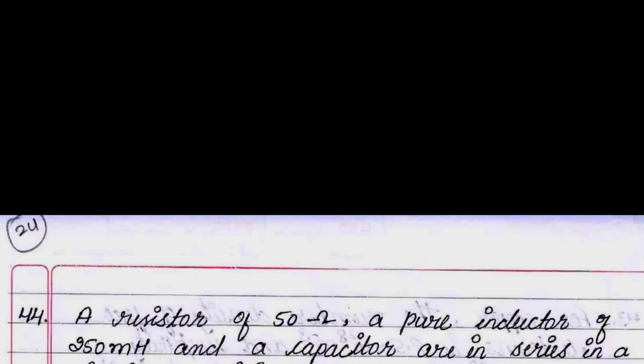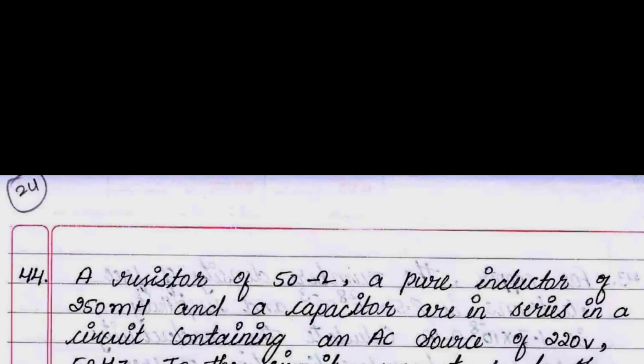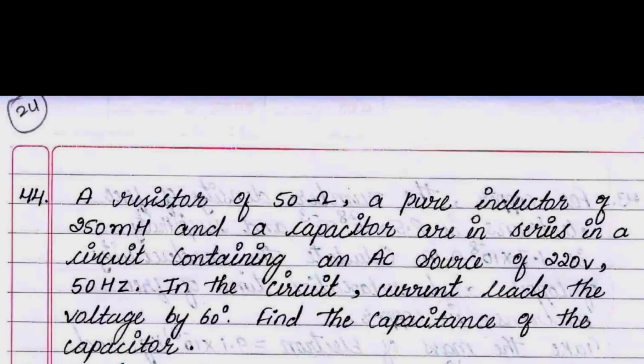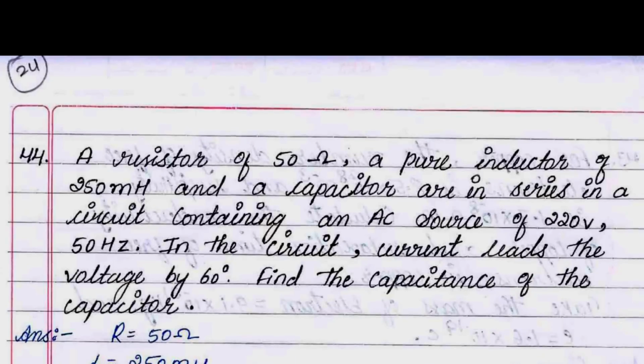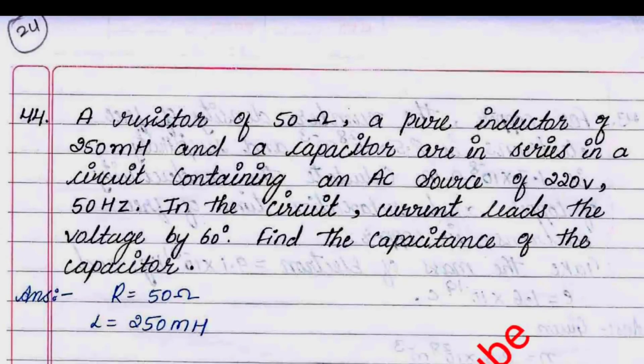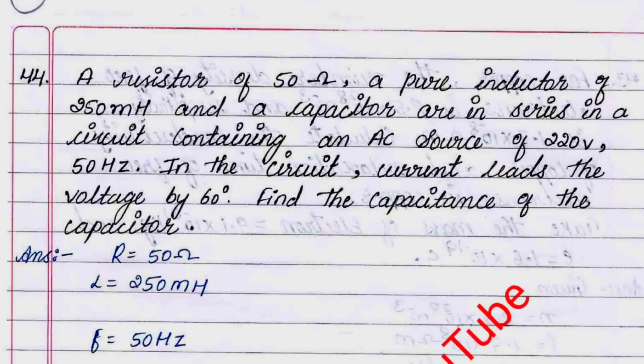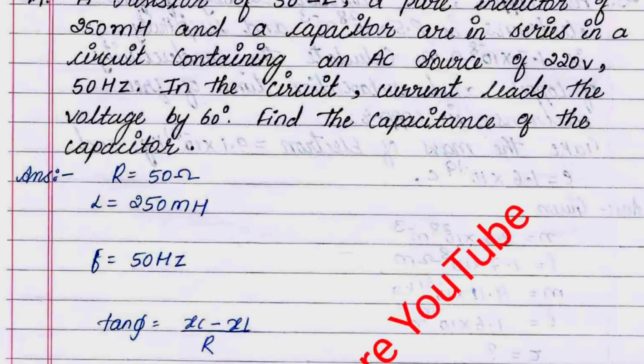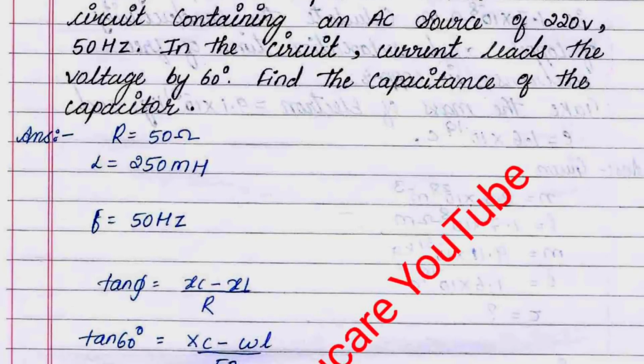A resistor of 50 ohm, a pure inductor of 250 mH and a capacitor are in series in a circuit containing an AC source of 220 volt, 50 Hz. In the circuit, current leads the voltage by 60 degrees. Find the capacitance of the capacitor, and the answer is below.